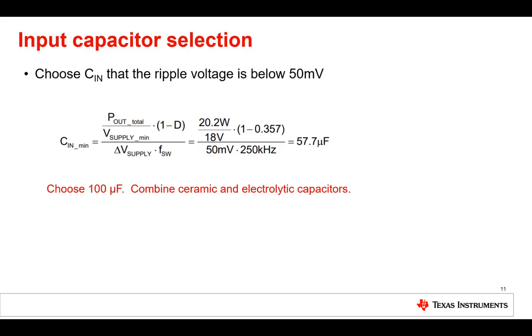The last but not least component of the flyback power stage is the input capacitor. The input capacitor shall keep the supply voltage stable. A typical value for the maximum ripple allowed on the input is 50 millivolt, which translates in this design to at least 58 microfarads. So 100 microfarads is a good value here.